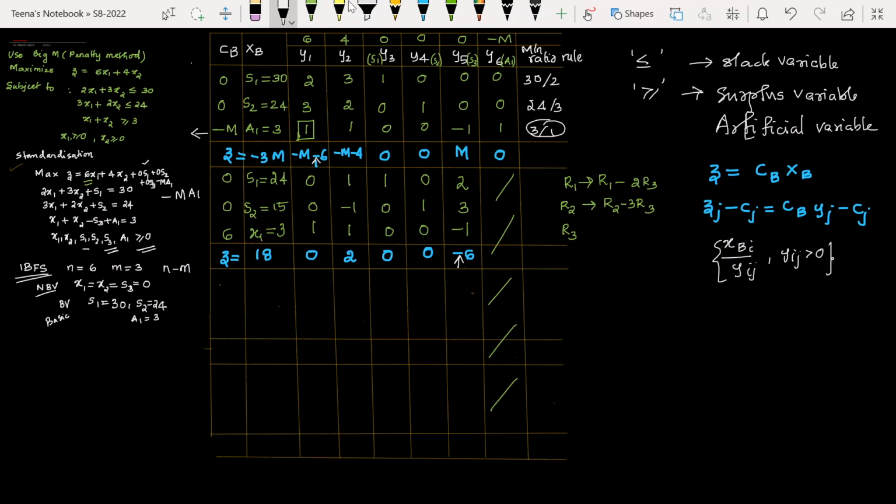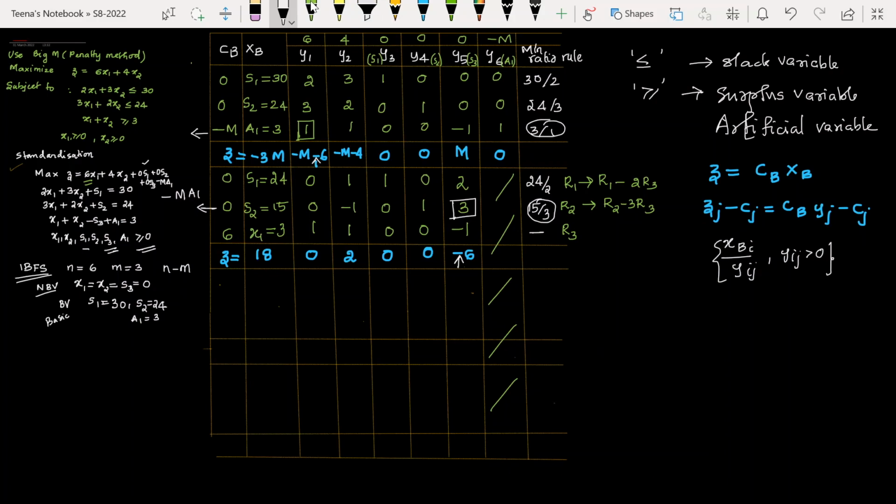Now we do the minimum ratio rule. We have to compute the ratio 24 by 2. Then we have to consider 15 by 3. Then the last ratio, 3 by minus 1, cannot be considered because the denominator is negative. So 24 by 2 is 12, then 15 by 3 is 5. So this is the minimum ratio, and therefore we push S2 out of the basis. So we have this column as the entering column and the second row as the leaving row, and the element at the junction, that is 3, is the pivot element.